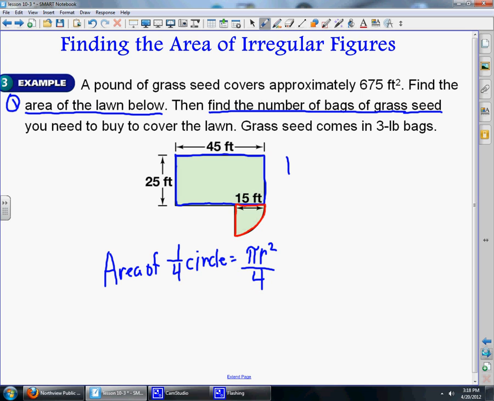So first let's find the area of a rectangle, and we remember from yesterday, area of a rectangle is length times width. So that would be 25 times 45, which you can check on your calculator. So 25 times 45 is equal to 1,125, and that's going to be feet squared. Now the second thing I want to find is the area of this quarter circle.